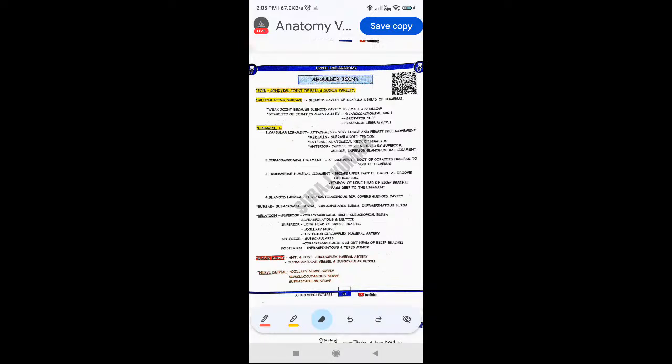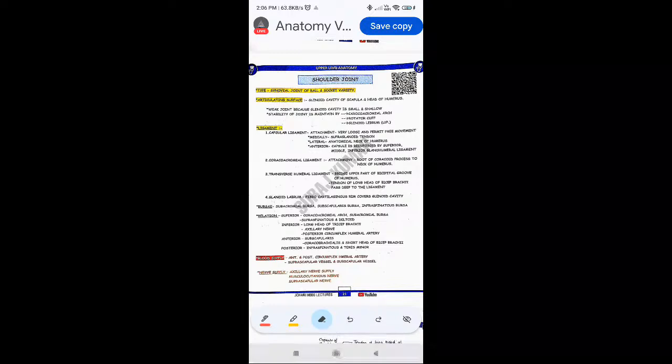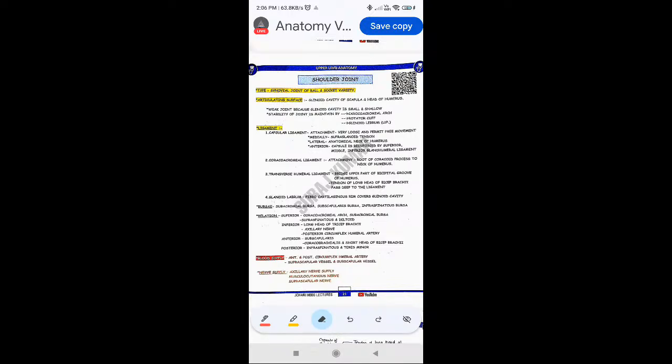Now let's talk about the articular surface. The joint is formed by articulation of the glenoid cavity of the scapula and the head of the humerus. Therefore it is also known as the glenohumeral joint. Structurally it is a weak joint because the glenoid cavity is too small and shallow to hold the head of the humerus in place. The head is 4 times the size of the glenoid cavity. However, the arrangement permits great mobility.